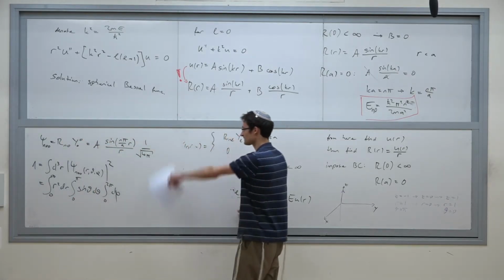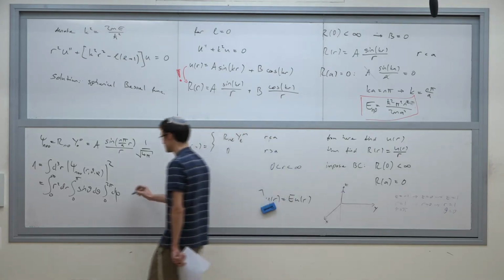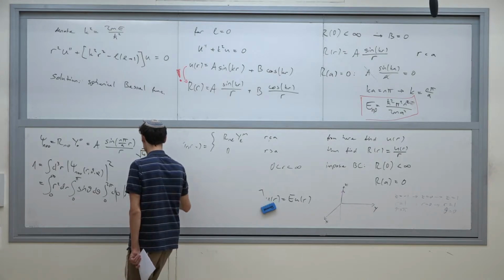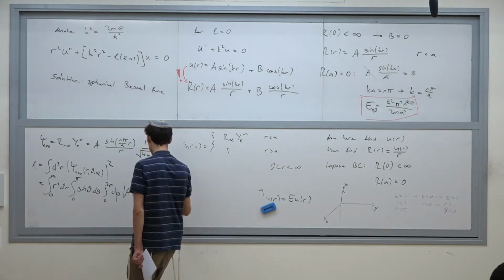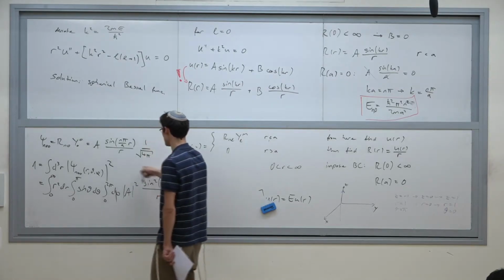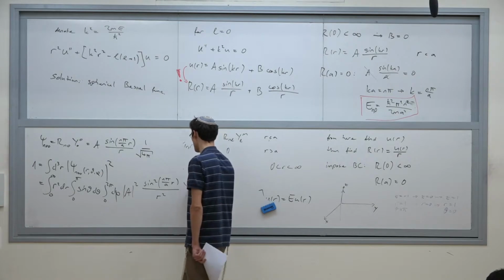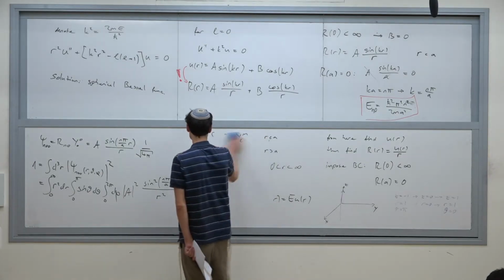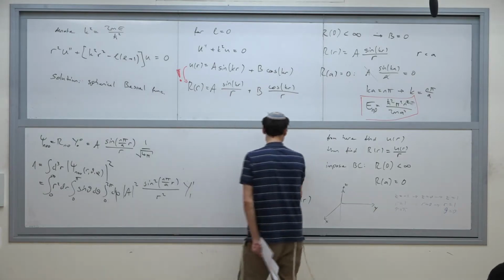Then I take this wave function squared. So there's an A squared, sine squared of n pi over a r, over r squared. And then there's this 1 over root 4 pi. Now I'll write it as Y11. You'll see in a second why there's no need to go crazy and write out all the Ylms.